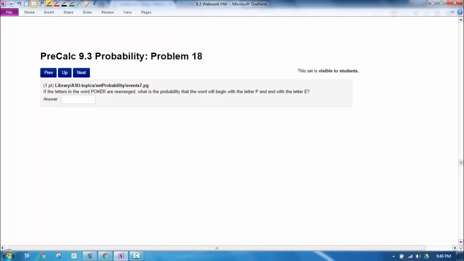All right, the next question, we want to rearrange the word poker, and the first letter is P and the last letter is going to be an E. So if we say P is the first letter and E is the last letter, there's only 3 letters in the middle that we can rearrange. So 3 times 2 times 1, that's 3 factorial, or 6 ways we can do that. Divided by the total, which is 5 factorial. So it's 6 over 5 factorial.